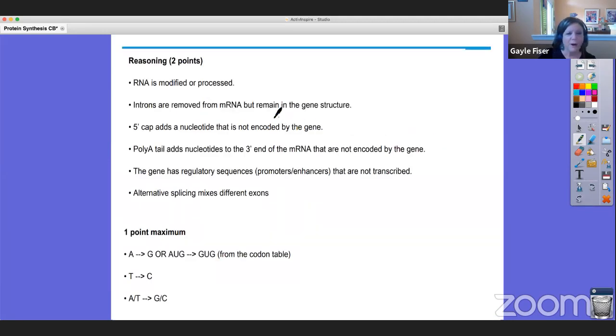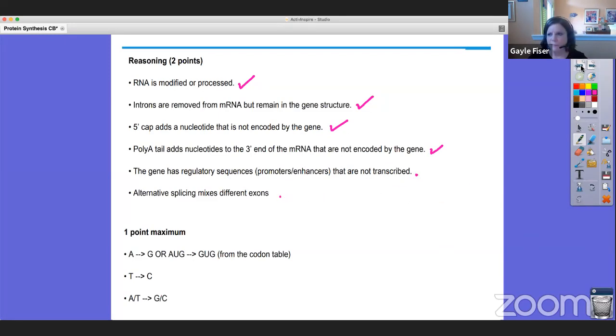All right, the next part, we did say that it was processed and introns were removed, and that a 5' cap was added, and poly A tail adds nucleotides to the 3' end that are not encoded by the gene. We didn't talk about this, and we didn't talk about that.